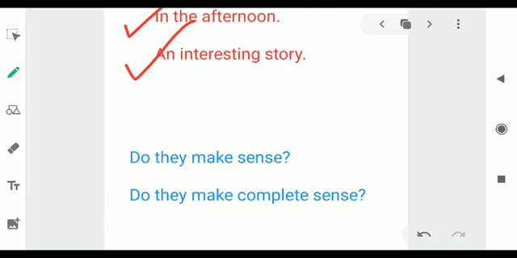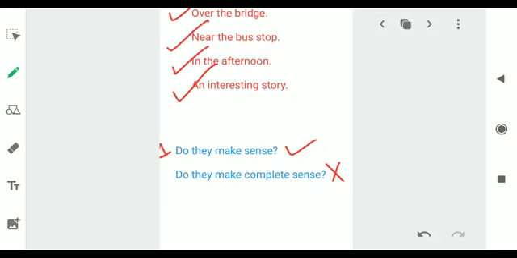You can see 2 questions on your screen. The first one, do they make sense? Yes, students, are these group of words making any sense? Very good, they are making sense. But do they make complete sense? No, they are not making complete sense. Very good. So with this, we come to one more point, that it's not important that the group of words should convey complete meaning. But we cannot call them as a sentence.